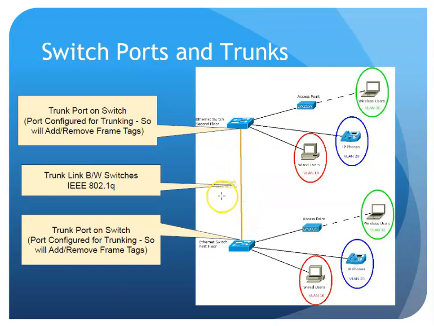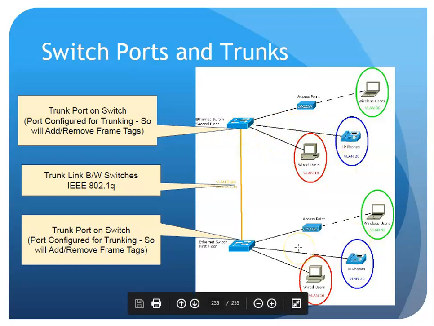This trunk line right here, this fiber optic line connecting the two switches, is going to frame tag all of that traffic. So as it moves across here, the other switch can read those frame tags to know, oh, this goes to VLAN 10. Oh, this goes to VLAN 20. So when I say trunking, I'm also implying that we're turning on VLAN frame tagging. That's what's going on.